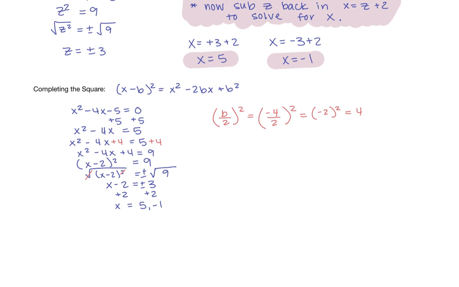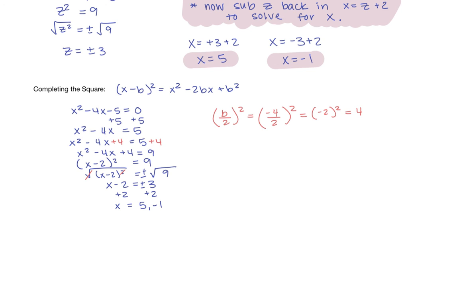Last way we're going to do it is by completing the square. So we'll go ahead, x squared minus 4x minus 5 equals 0. We're going to add 5 to both sides. So we get x squared minus 4x equals 5. From here, we're going to complete the square.